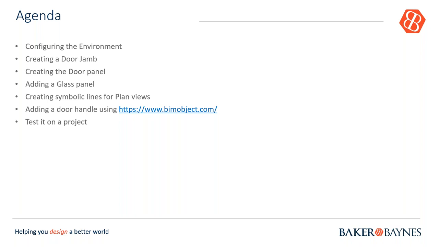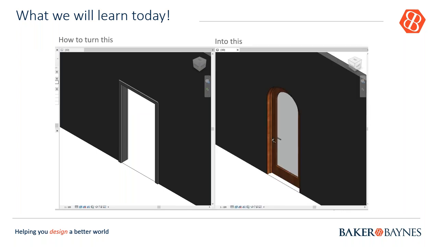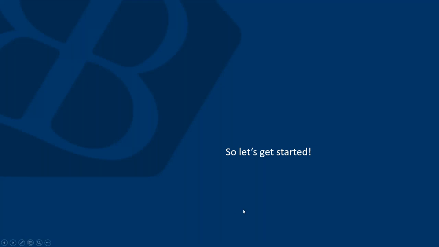In today's agenda, you will be learning how to configure a Revit family environment, and then we'll focus on creating a door jamb, creating a door panel, adding a glass panel, and then creating symbolic lines for plan views. And then we will use themobject.com to get a door handle for more aesthetic purposes for our door. And then when all is done, we will test this door that we've created on a project. Basically, we will learn how to turn this open gap in a wall into a functioning door in Revit. So let's get started.